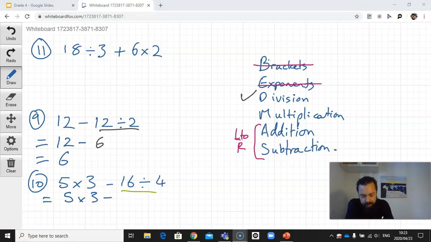16 divided by 4 gives me an answer of 4. Another way of asking that is how many 4s fit into 16. So that's 4, 8, 12, 16. That's 4, and that's what my answer is.